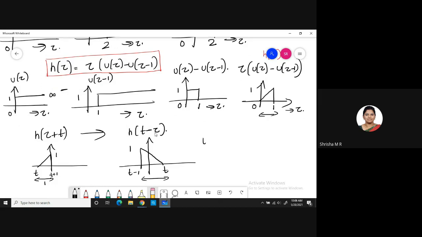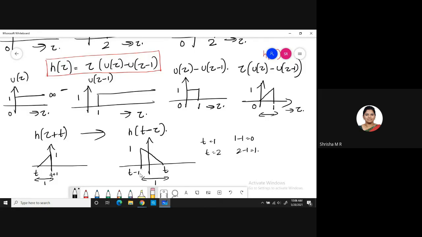If t is equal to 1, this is t minus 1, so that will be 1 minus 1, which is 0. So if this is at 0, this is at 1. If t is equal to 2, then t minus 1 is 2 minus 1, which is 1. Did you follow, everyone? The width of 1 unit is constantly maintained. Got it?